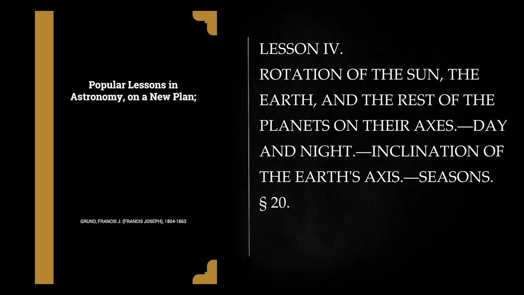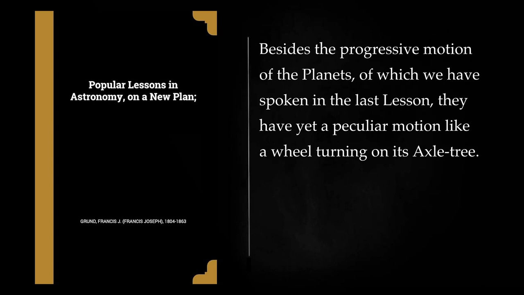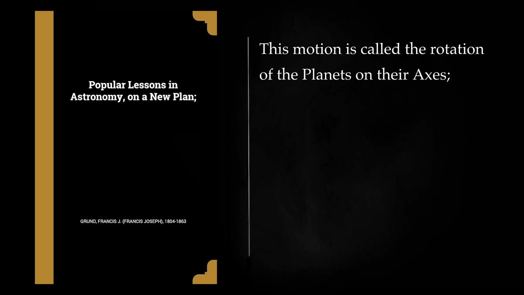Day and night. Inclination of the Earth's axis. Seasons. Section 20. Besides the progressive motion of the planets, of which we have spoken in the last lesson, they have yet a peculiar motion like a wheel turning on its axle tree. This motion is called the rotation of the planets on their axes.